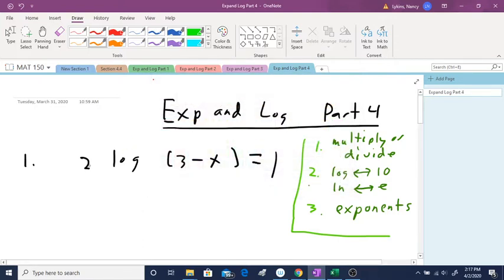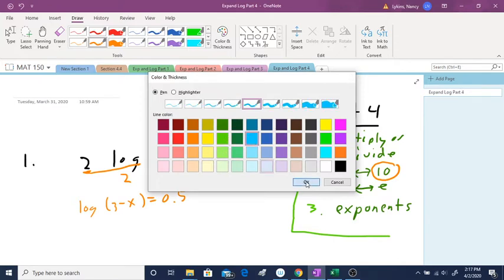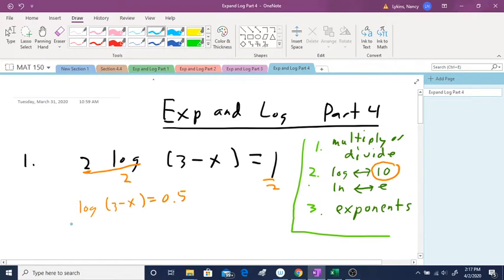Look at my 2. I can get rid of this 2 right here by dividing it. So that's my step 1. That leaves me with log 3 minus x equals 0.5, because 1/2 is 0.5. Now look at my second step. What's paired with log? In this case, it's this 10. And now I'm looking at step 3. Do I see exponents? I do not see exponents in this one. So what I want to do on this one is make exponents. I'm going to make this right here and this right here exponents.